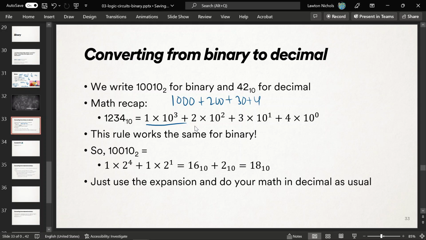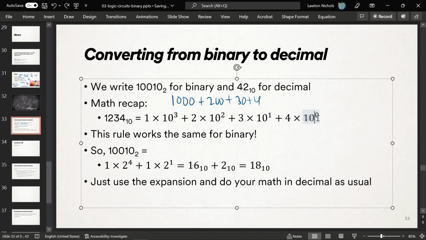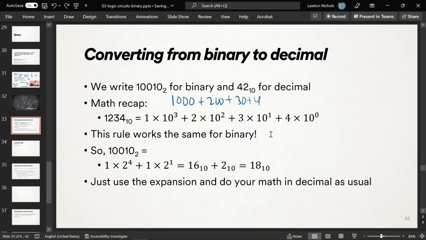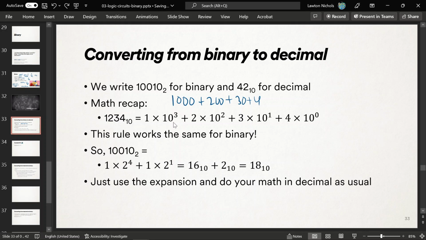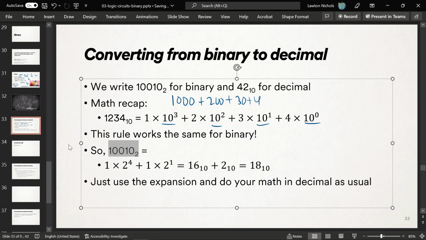And then we broke this down further once we learned about powers. It's 1 times 10 to the 3 plus 2 times 10 squared plus 3 times 10 plus 4 times 10 to the 0. Secretly, that works because anything to the 0 power is 1. That's the 1's place, the 10's place, the 100's place, the 1,000's place. The trick is this still works for binary. You just change the base. You see where the base appears? If you just replace that with 2 instead of 10, you can translate any binary number into decimal.